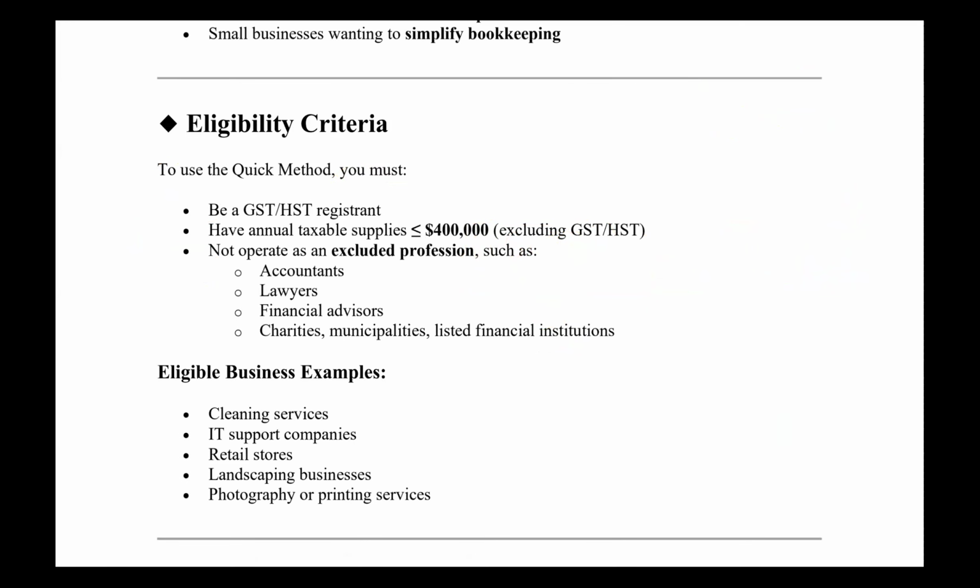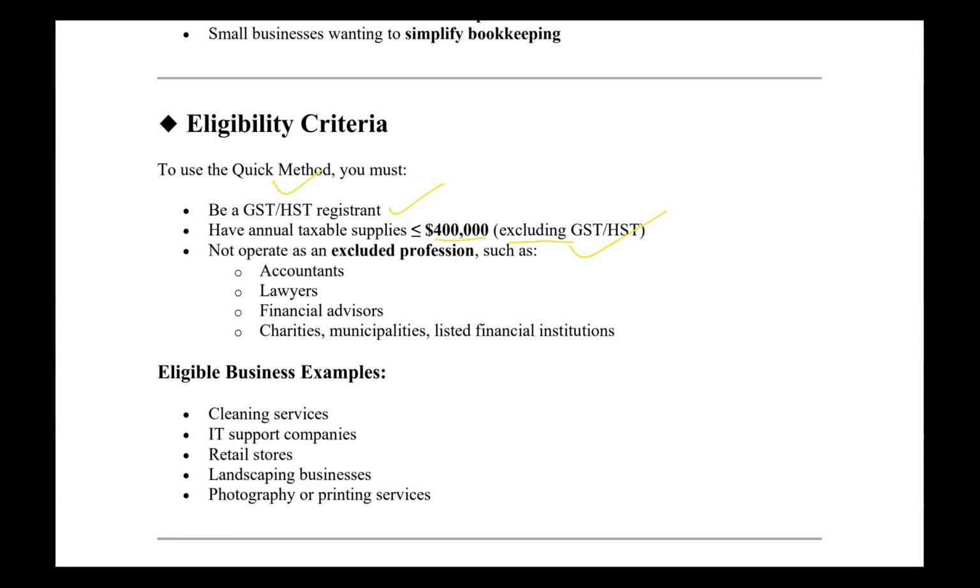Now the eligibility criteria. The first thing is you have to be registered under GST and HST. The second thing is turnover has to be less than $400,000. Now, not every organization can apply this method. There has to be a limit. If you earn more than $400,000, excluding HST or GST, then you are not eligible for the quick method. You have to file in a normal way.